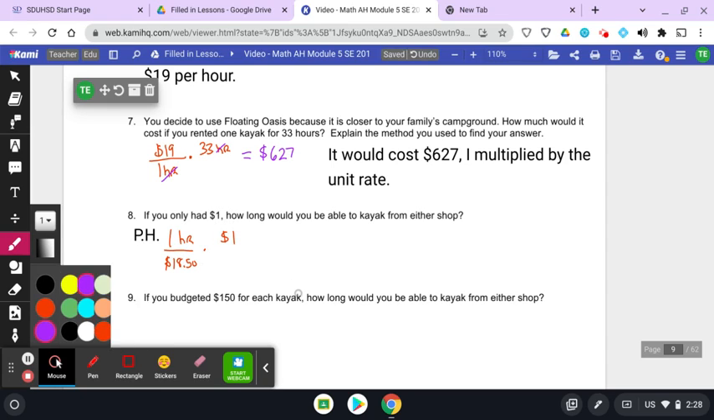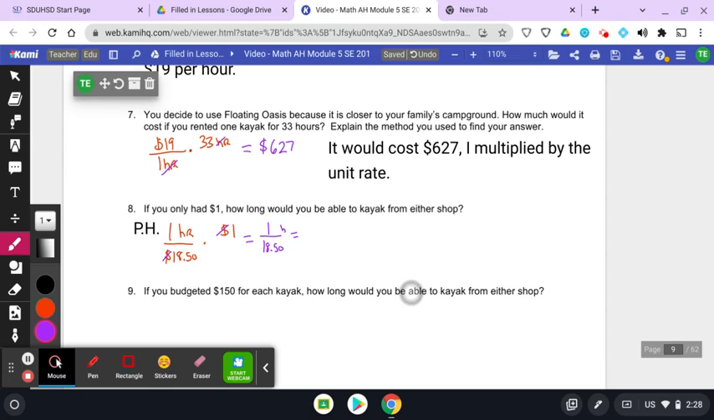So here, my dollars cancel out, and when I'm done, I will have hours. 1 divided by 18.50 will be hours. So 1 divided by 18.50 is about, I'm rounding here, so I'm not going to make it equals, about 0.054 repeating hours. That doesn't really help me in life. I'm going to change that to minutes. So if I multiply that by 60, because there's 60 minutes in an hour, I get about 3.24 minutes.